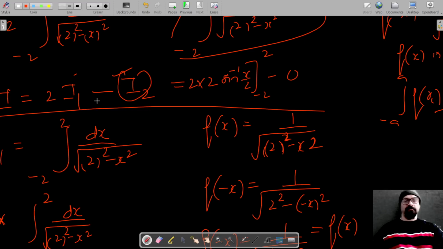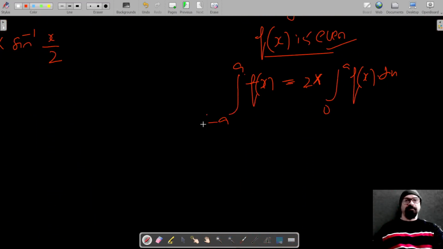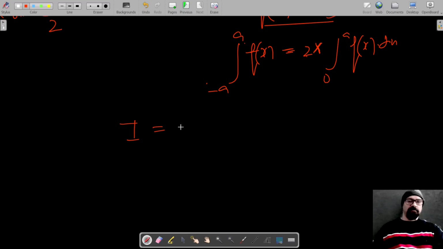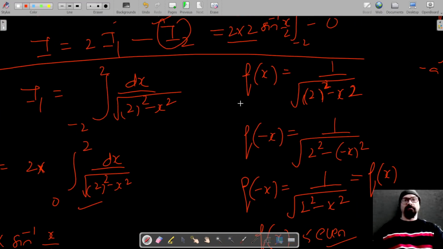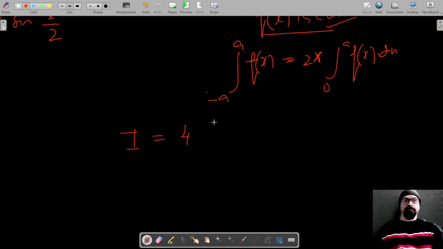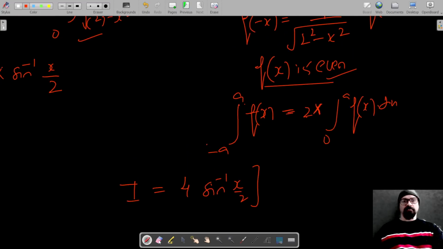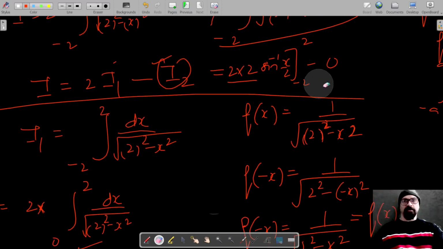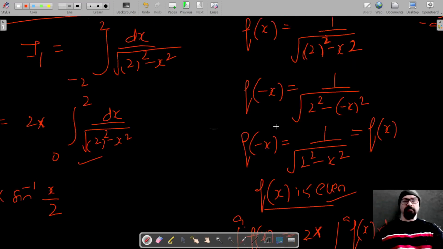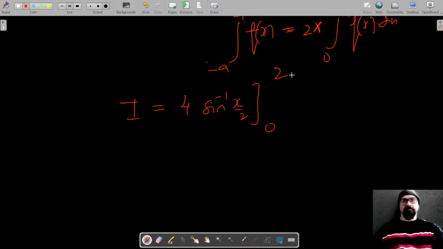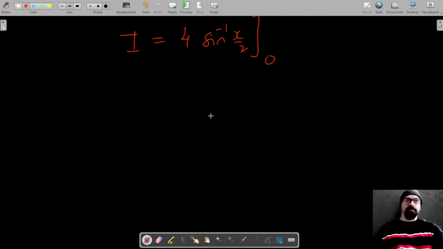So we are only left with our integral, which is 2 into 2, that is 4, times sine inverse x by 2. And now the limits are not negative a to a. These are actually 0 to 2. We have used the property here.